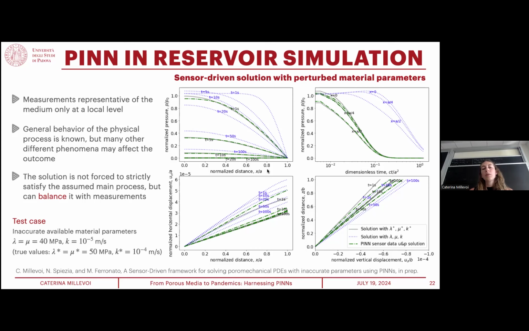And we think that this is one of the most promising applications of PINNs, because if you use a traditional forward solver, you want to solve your inaccurate problem, and for sure you will find the blue lines. Instead, with PINNs, you are able to balance the information with your available data, and somehow correct your wrong guess on the physics that is governing your domain.